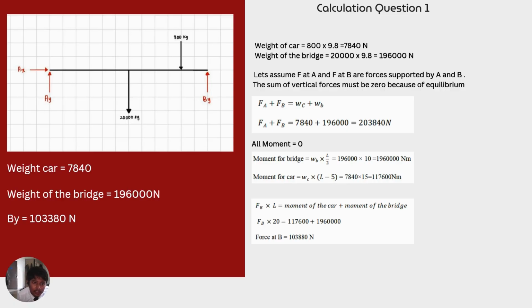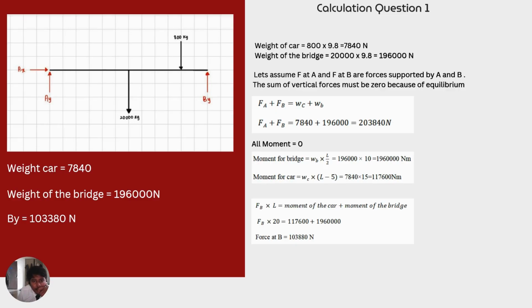Okay. For question 1, as we can see in the FBD, we want to balance the car with the force By. So, firstly, in this question, we need to find the weight of the car in Newton. The mass of the car is 800 kg. We multiply it with the gravity, 9.8, so we get the weight of the car.